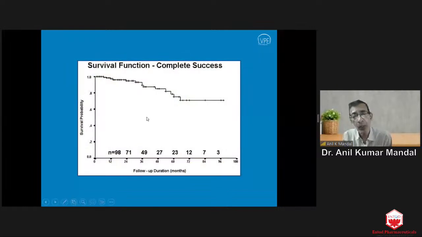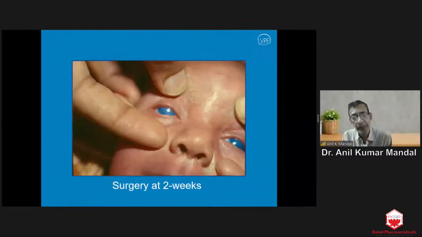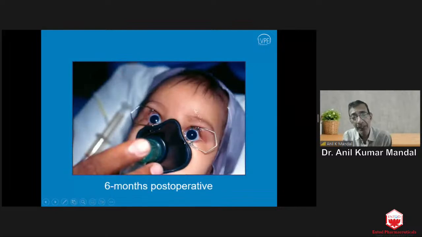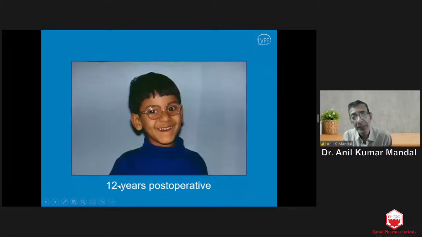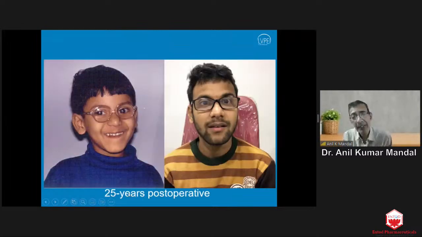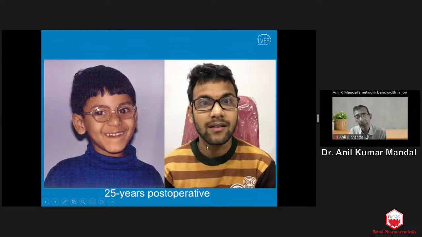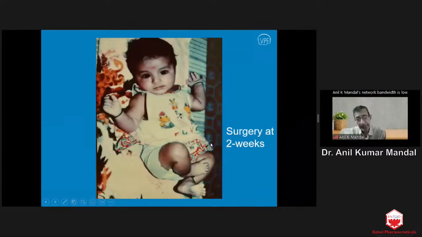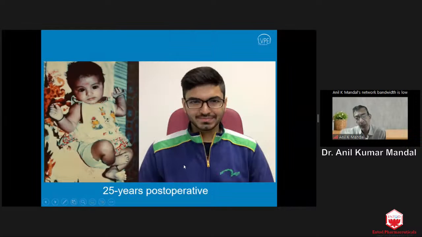A series of patients who were operated by me over a period of 10 years is presented here. This child from Eastern Jodh, Calcutta actually, operated at the age of 2 weeks. Simultaneous bilateral surgery was done. The child seen at the age of 12 years and the child seen at the age of 25 years. This child did journalism from Shantiniketan and he is doing a job in Calcutta. Yet another child from Calcutta, simultaneous bilateral surgery was done, practicing chartered accountancy independently, completed about 28 years of follow-up.